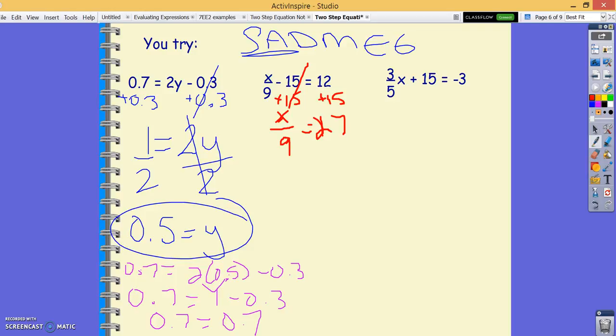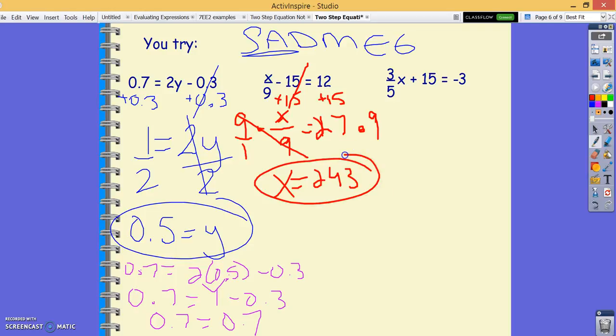Okay, the next thing I'm going to do, x is being divided by 9 right now. In order to do the inverse or reverse that, I'm going to multiply this side by 9 and multiply this side by 9. 9 over 1 times x over 9 is going to be just 1. It cancels out. It would cross-reduce if I made it a fraction. So x equals 243. And if you go in and plug that in and check it, it does work because 243 divided by 9 is 27.